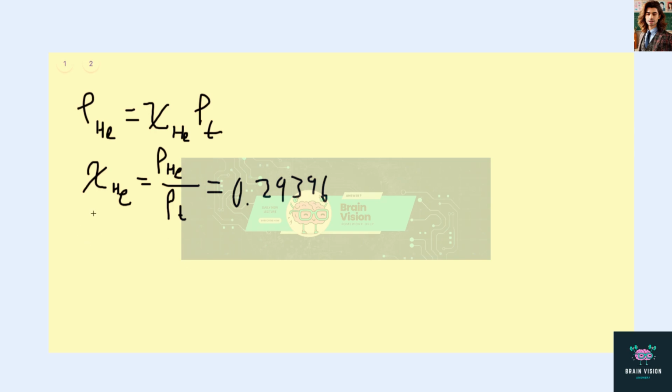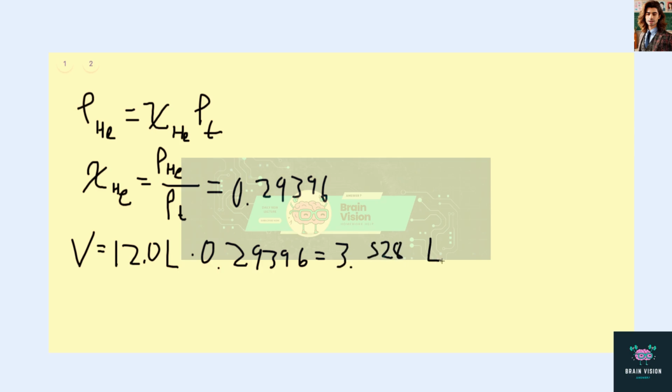Now that we have the mole fraction, we can use that to find the volume of just helium. The total volume is 12.0 liters, and if we multiply that by the mole fraction we just found, we get the volume of just helium, which is 3.528 liters.